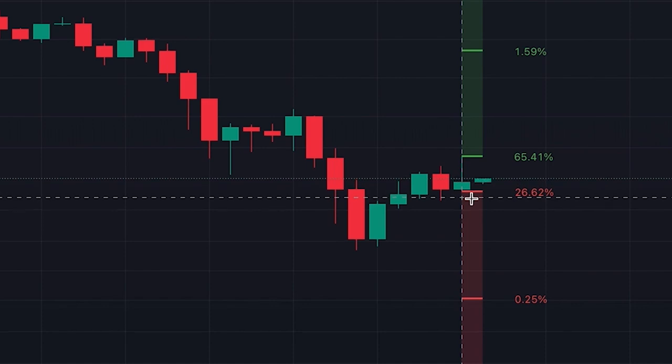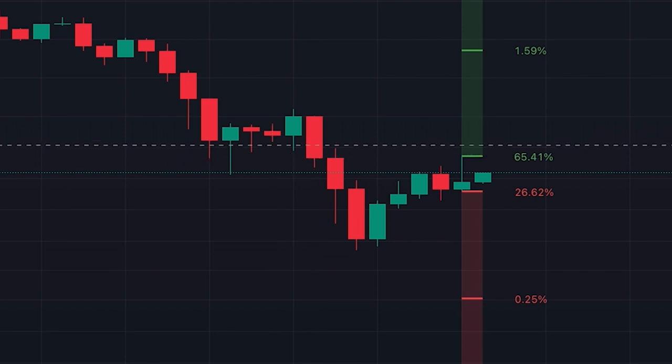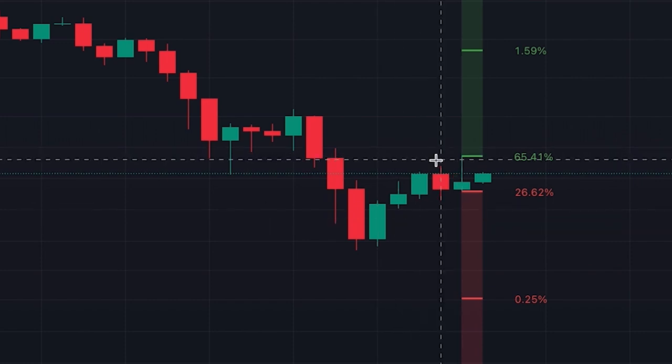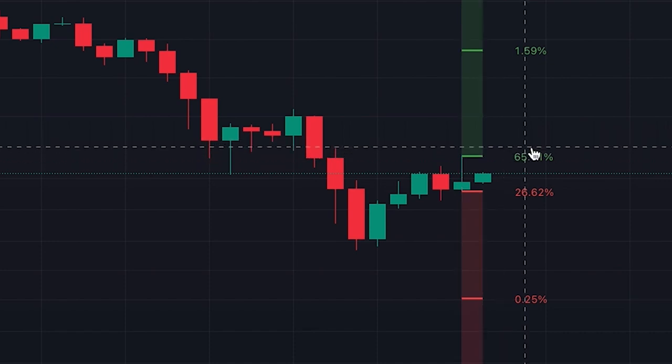For example, consider we have a resistance level here around the high of this candle with price action below this resistance level, and consider based on your trading strategy you have signs that this resistance level is probably going to be broken, and this indicator will help you to better understand the probability of the breakout, so you can set your bias based on probability.